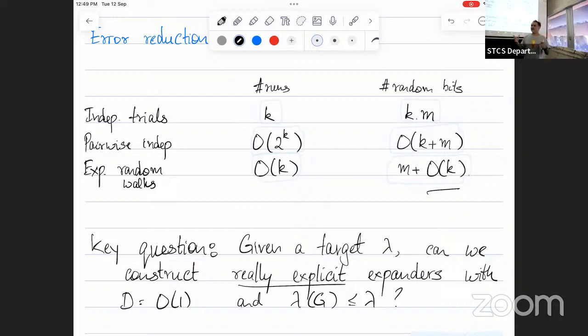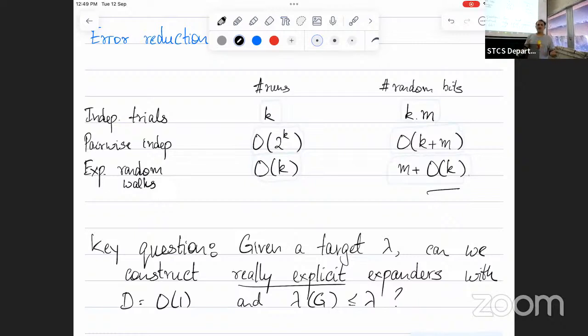We were talking about how we would like the adjacency matrix to be really succinctly described, so that per vertex, I want to know locally what my neighborhood looks like. So we would like something like that. That's what I mean by I want to construct really explicit expanders. And I want the lambda of that expander to be at most the target I care about. And I would ideally like my degree to also be some constant.